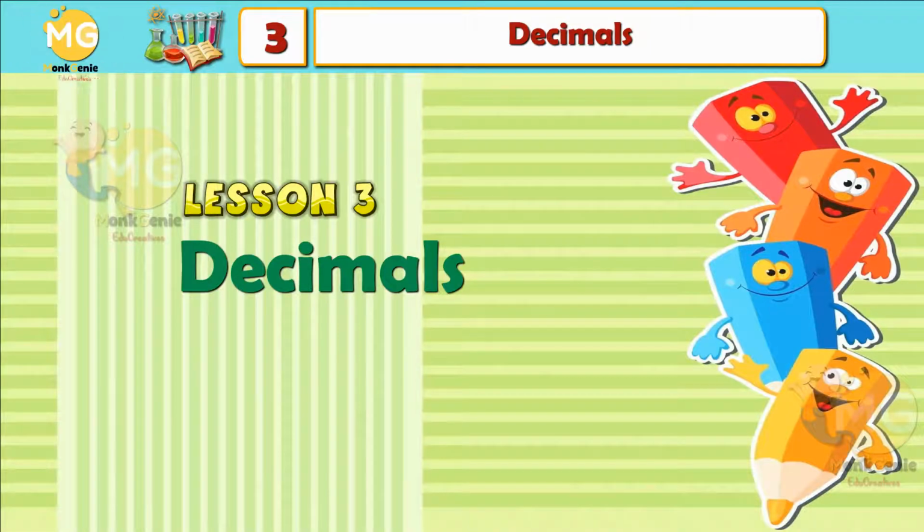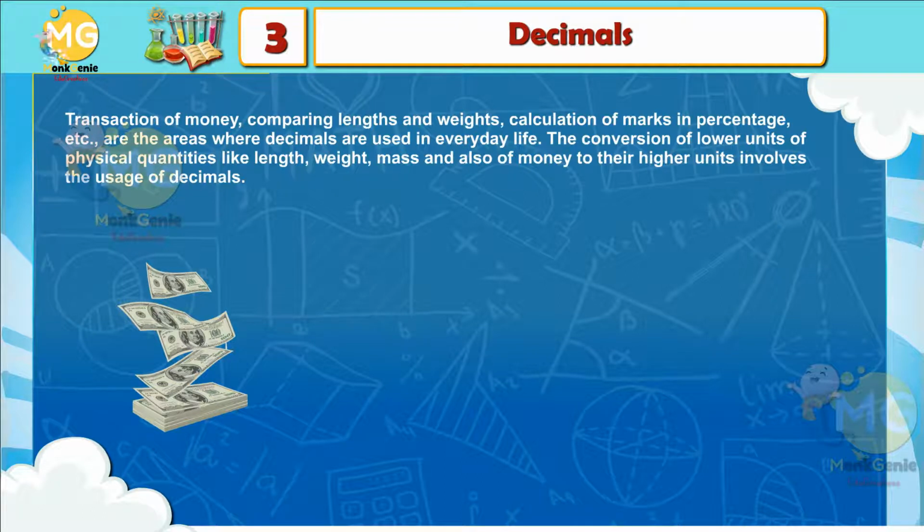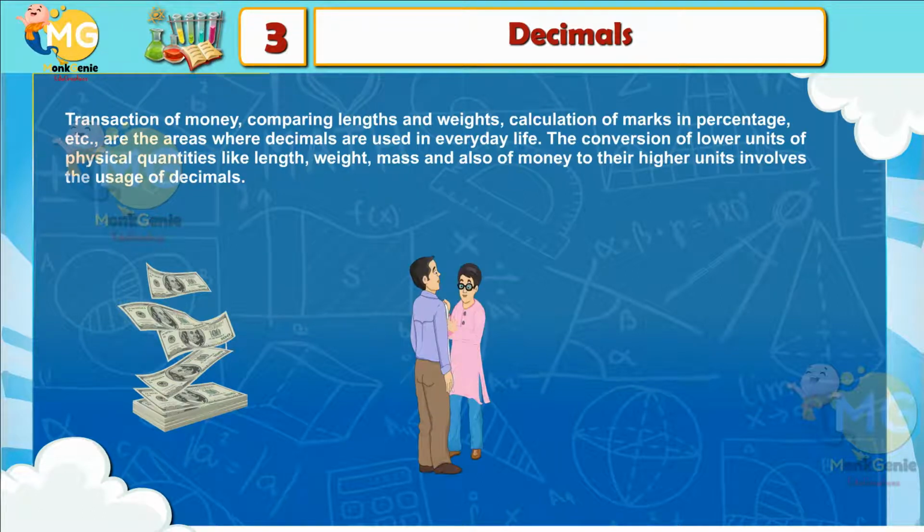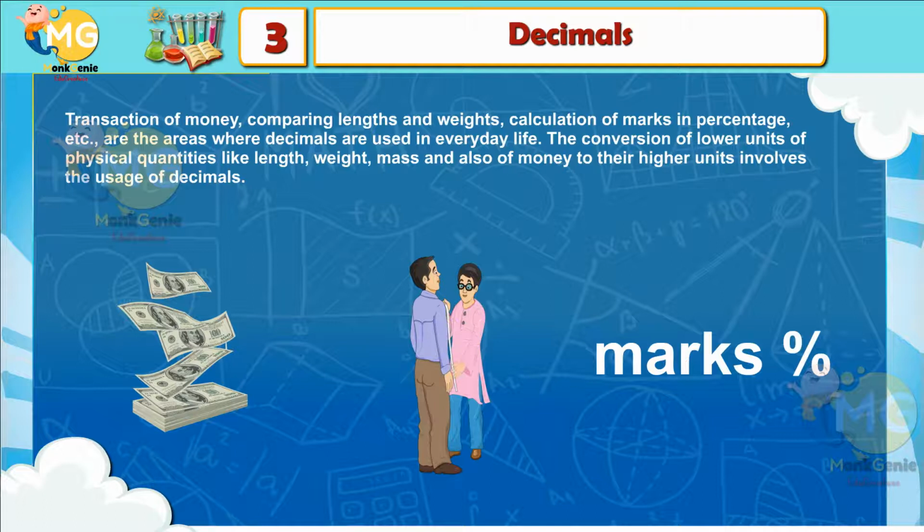Lesson 3. Decimals. Transaction of money, comparing lengths and weights, calculation of marks and percentage, etc. are the areas where decimals are used in everyday life. The conversion of lower units of physical quantities like length, weight, mass and also of money to their higher units involves the usage of decimals.